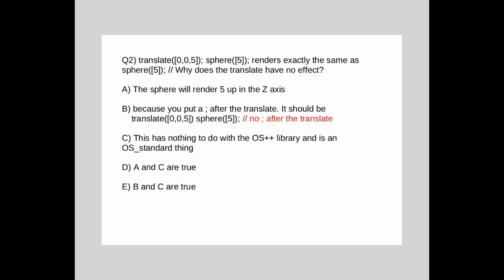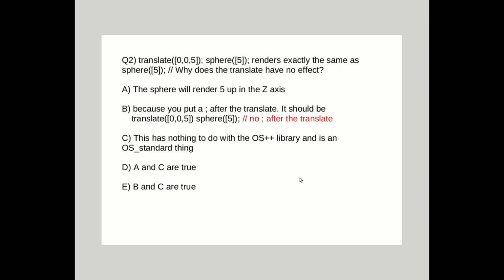Option A, the sphere will render 5 up in the z-axis. In other words, it will have an effect. Option B, you put a semicolon after the translate. It should be translate 0 0 5, no semicolon, sphere 5.